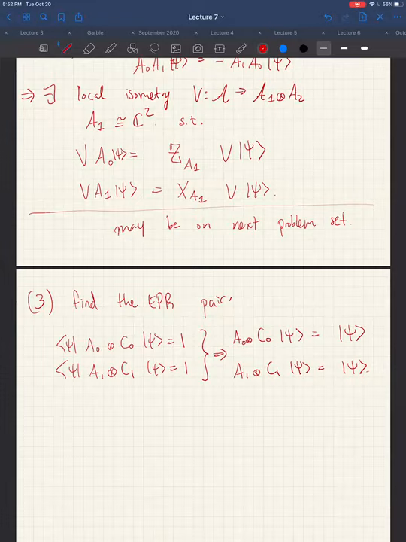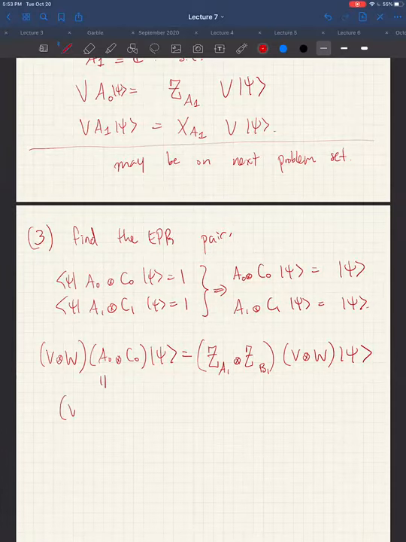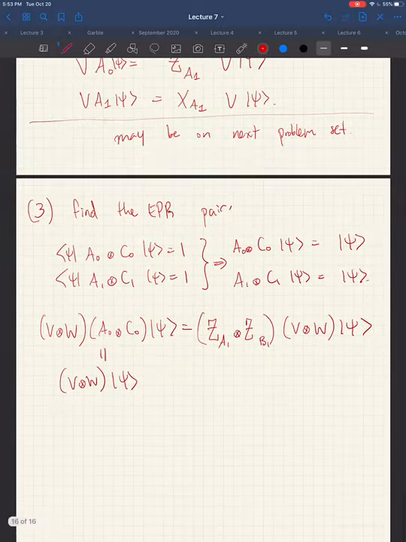So let's apply the isometries V and W that we found to both sides. We apply isometries V tensor W to A0 tensor C0 applied to psi. The role of these isometries is really to just make A0 and C0 look like the Z operators. So this is Z and Z applied to A1 and B1 on the basis-changed state. But on the other hand, we know that this is the same as V tensor W applied to psi. So all three things are equal.